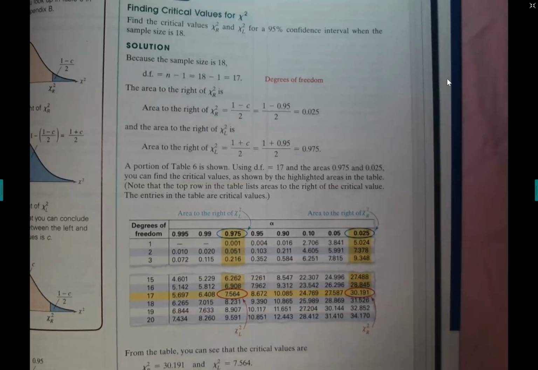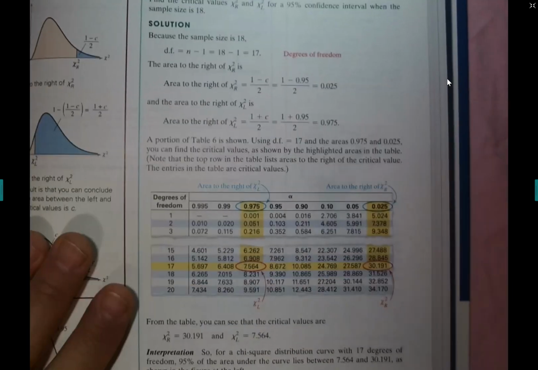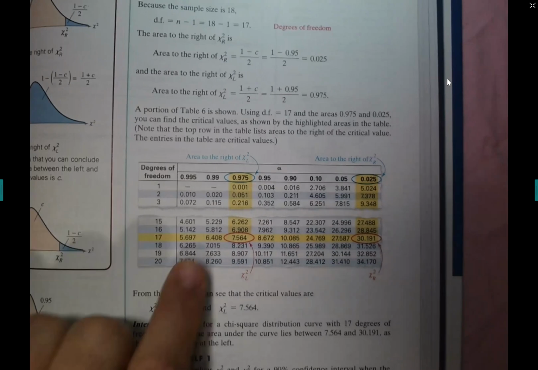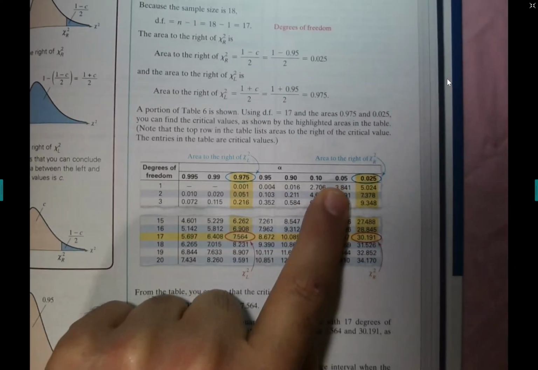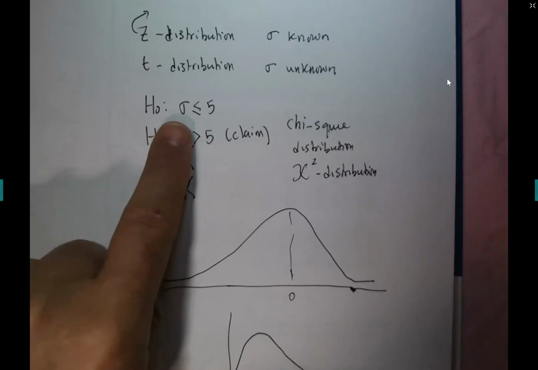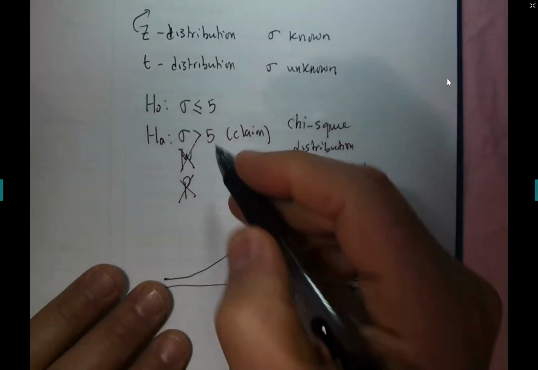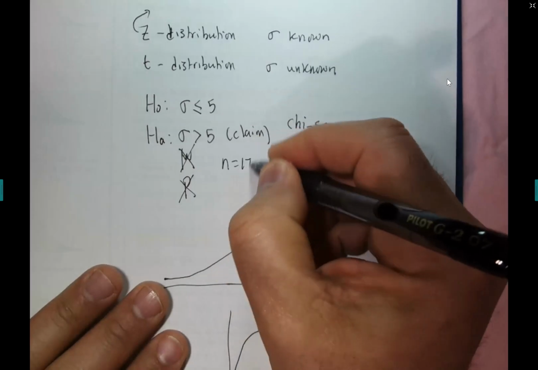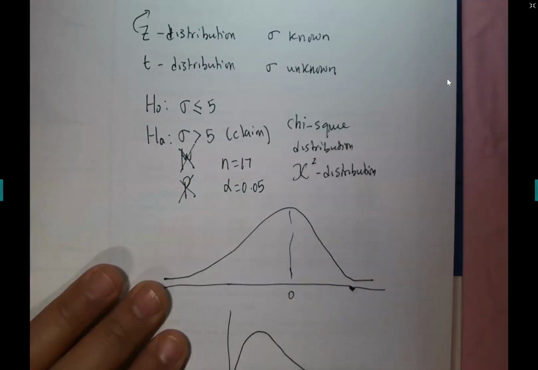I will keep track of them. For example, let's say he gives you alpha 5% and a sample size of 17, and you need to test that sigma is greater than 5, with n equals 17 and alpha equals 0.05. How would you find the critical value?